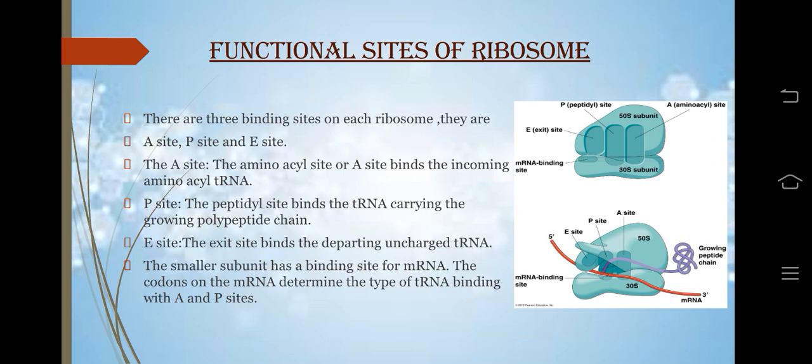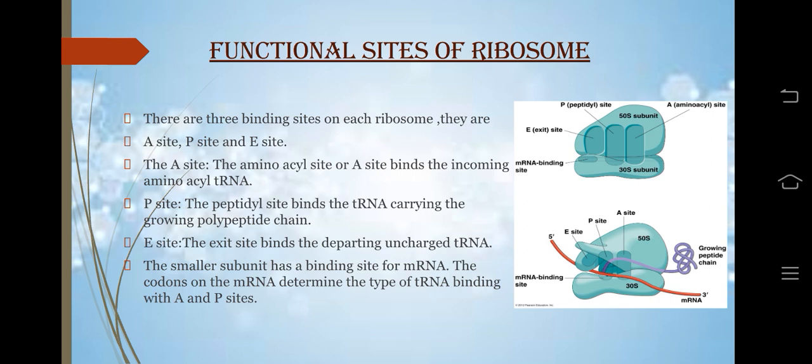Functional sites of ribosomes. There are three binding sites on each ribosome: the A site, P site and E site. The A site, the aminoacyl site, binds the incoming aminoacyl tRNA. The P site, the peptidyl site, binds the tRNA carrying the growing polypeptide chain. The E site, the exit site, binds the departing uncharged tRNA. The smaller subunit has a binding site for mRNA. The codons on the mRNA determine the type of tRNA binding at the A and P sites.